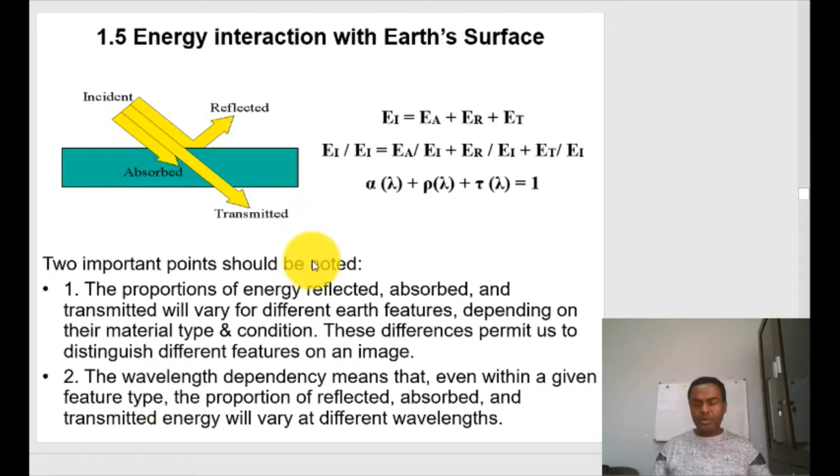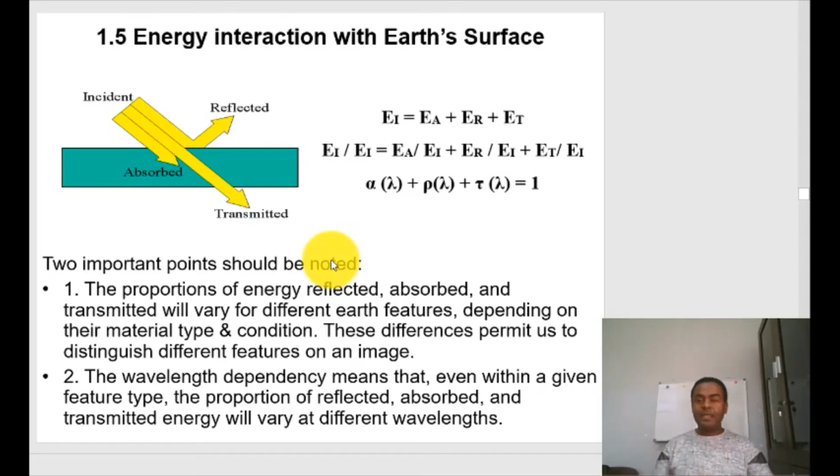These are the two most important points, so try to remember them. What can you understand from energy interaction with Earth's objects? The amount of energy reflected, absorbed, and transmitted will vary depending on the object type, and that will tell you the nature of the object. The second important point is the wavelength dependency. Wavelength dependency means what? Even if the object is the same, the amount of reflected, absorbed, and transmitted energy will vary depending on the wavelength region you are referring to.